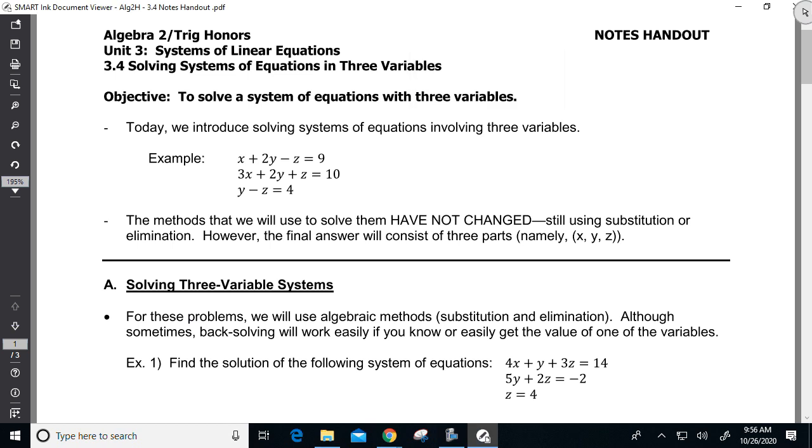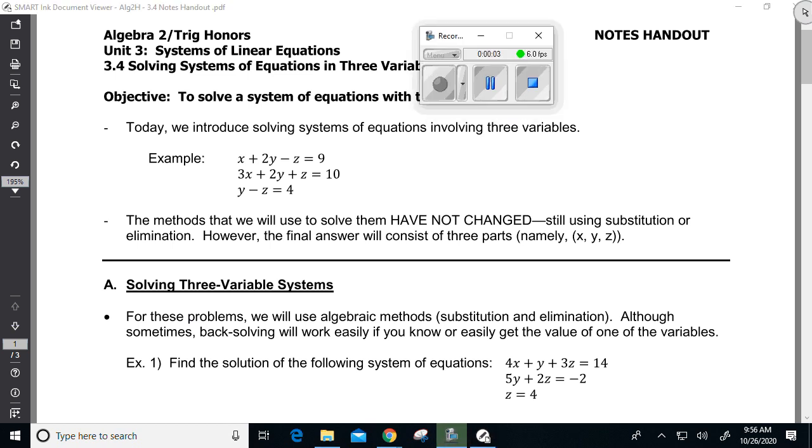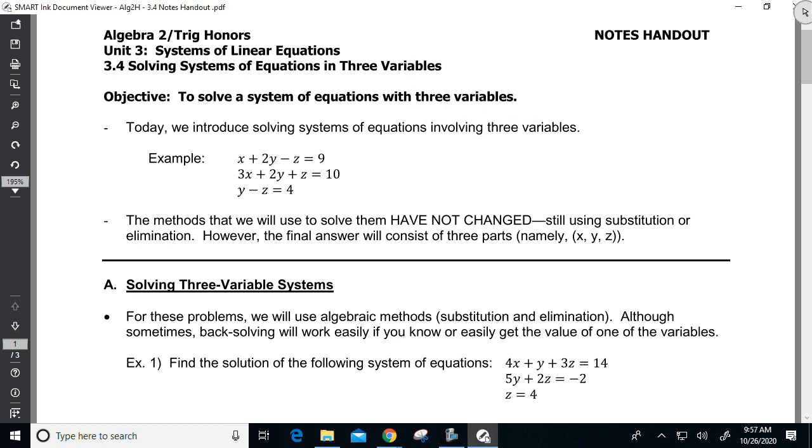So, the last section in this unit involves solving a system of equations with three variables. There really isn't any difference between solving a system with two variables and solving a system with three variables. The only difference is that it's a little bit more work, because you have to have three different equations working.